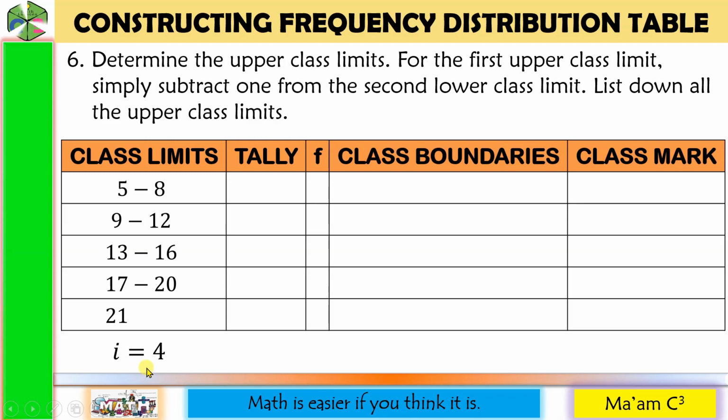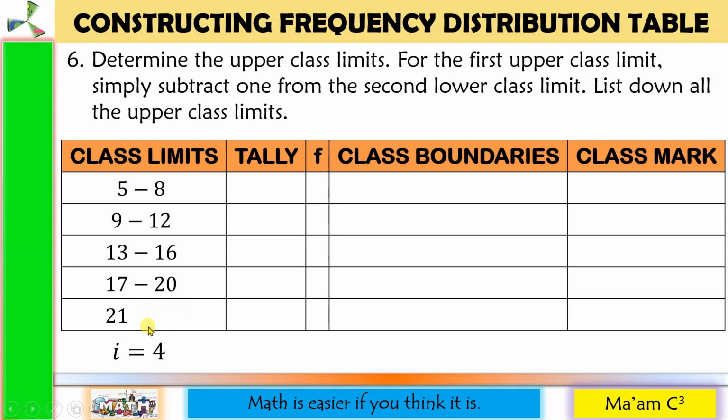The class width is the difference of two succeeding lower limits or two succeeding upper limits. Take a look. 9 minus 5 is equal to 4. 12 minus 8 is also equal to 4. 13 minus 9 is 4. 16 minus 12 is 4. 17 minus 13 is 4. 20 minus 16 is 4. 21 minus 17 is 4.